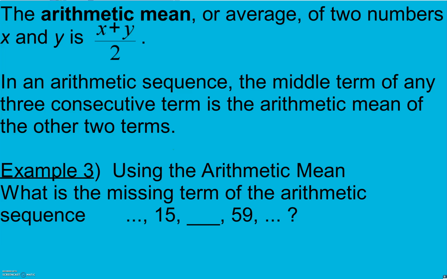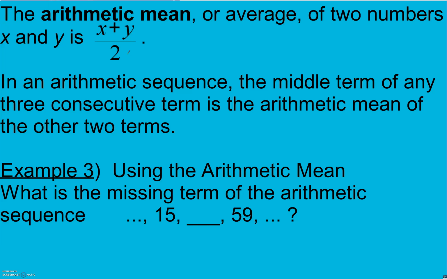Part 2 here. The arithmetic mean or average of two numbers, x and y, is x plus y divided by 2. Again, to find the average of two numbers, we add them up, divide by however many there are. Here, we have two numbers, so we divide by 2. In an arithmetic sequence, the middle term of any three consecutive terms is the arithmetic mean of the other two terms.